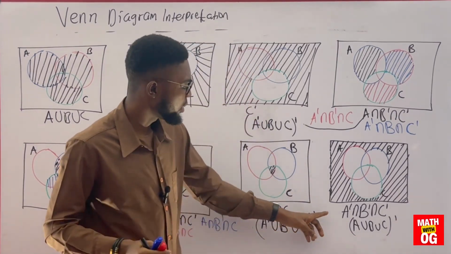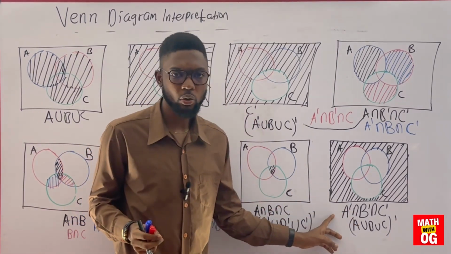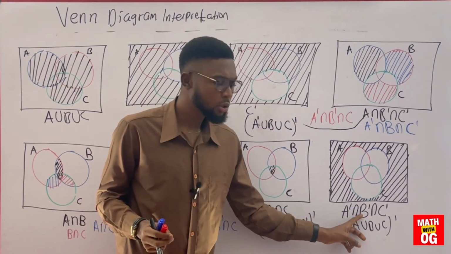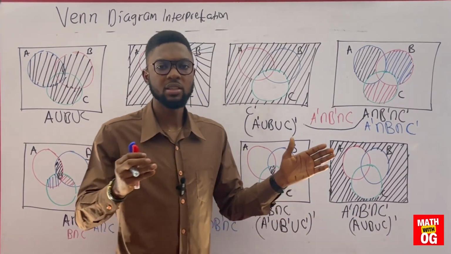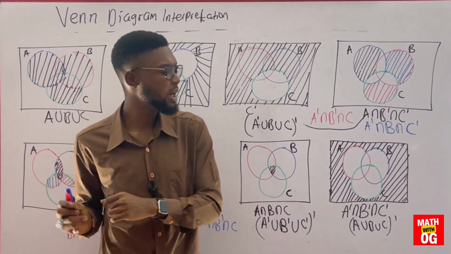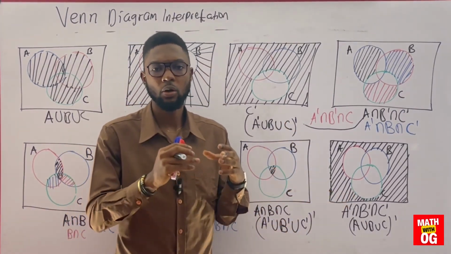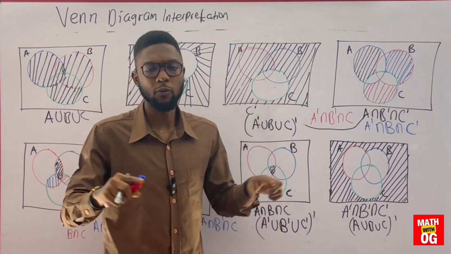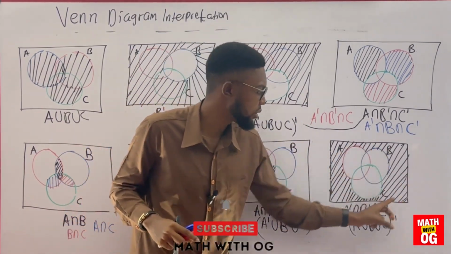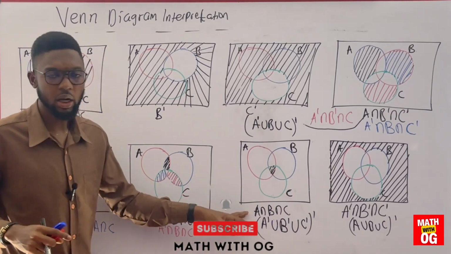What do I mean? You can try and shade that A complement on your own, shade that B complement, shade that C complement. So you'll be having three separate Venn diagrams. Then check your A complement, your B complement, and C complement. What is common to the three? Use that to form a new Venn diagram, and you see that you are going to have this to be your answer. Same thing you can do here.